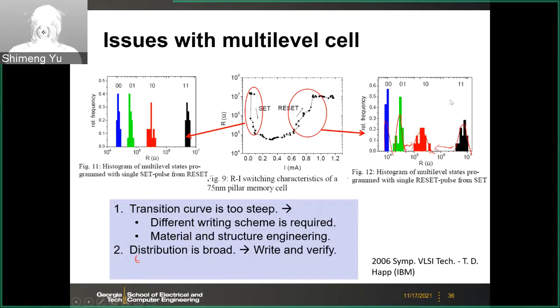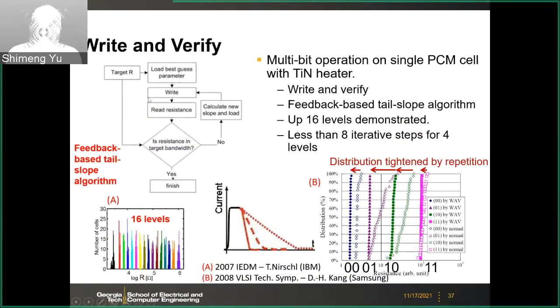So if the distribution is broad, then we need to do this write and verify. Similarly as in NAND flash, you have to do the write and then you verify whether you achieve your target or not. If not, then you need to write again. So write and verify, right? So this is a loop. First you apply a programming pulse, and then you check the resistance, whether it meets your target or not. If not, then you will reapply the pulse, maybe with different amplitude or different, in this case, falling rate.